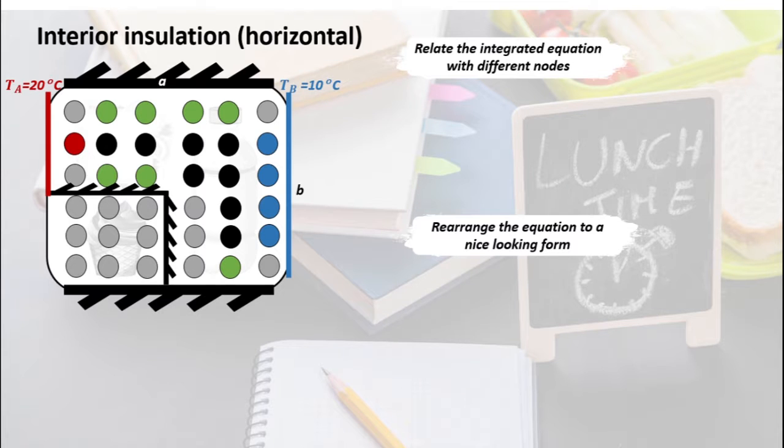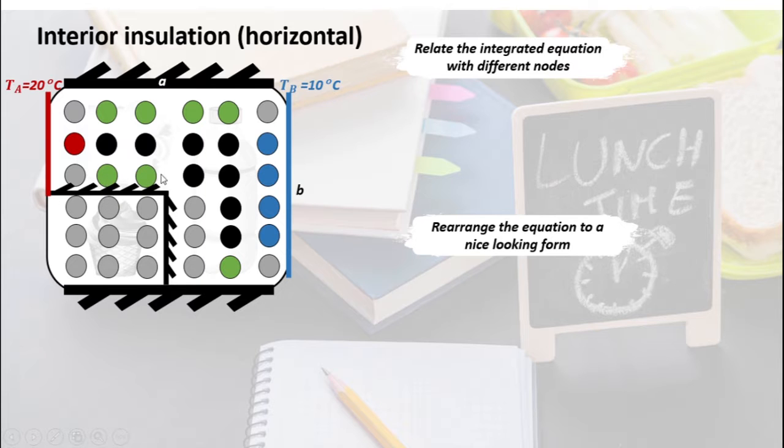Alright, at this moment you might be thinking that we're done with all the boundary analysis, we should move on to all the quarter nodes. But if you take a closer look, we still have two more boundaries that we need to analyze, and those are the interior insulations. So let's first take a look at the interior insulation horizontal.